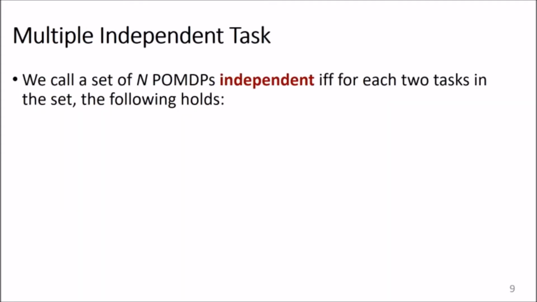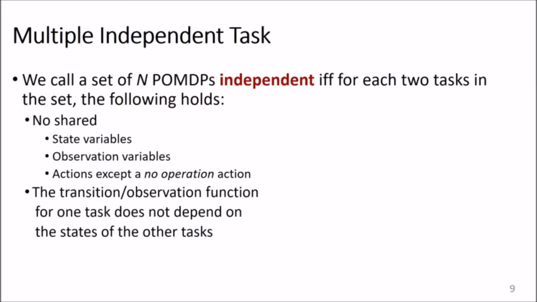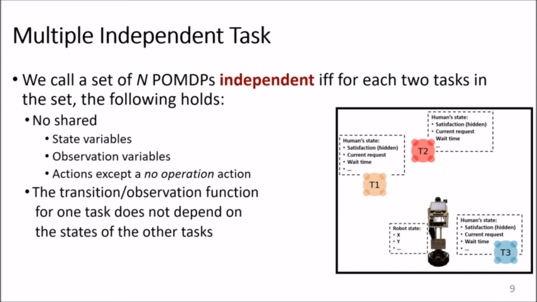Before getting into the details of the approach, let's see what we mean by independence. We call a set of n POMDPs independent if and only if for each 2 of them the following holds. They don't share any state variables, observation variables, and actions, except the no operation action. The transition or observation function for one task does not depend on the states of the other tasks. So for example, in the restaurant setting, this means that table 1 does not get affected by what happens on table 2 or the state of table 2.